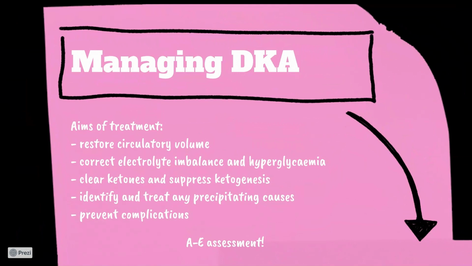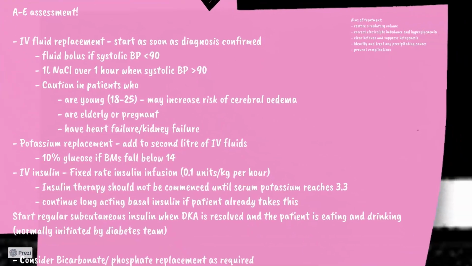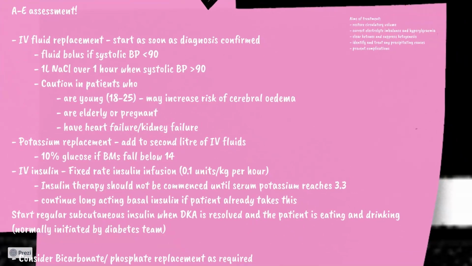Firstly, we will start off with an A-to-E assessment and manage any life-threatening features identified. Then, looking into the aims of our treatment, to restore circulatory volume, the patient must be given IV fluids, and this should be started as soon as the diagnosis is confirmed.